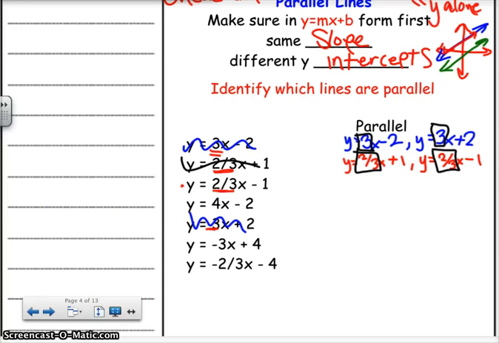Okay, did it? 4, is there another 4? So if there's not another 4, is there another line parallel to this on here? No, you have to have the same slope. Negative 3, is there another negative 3? No, so there's no other line parallel to it. Negative 2/3, is there another negative 2/3? Nope. Done. So there were 2 sets of parallel lines.